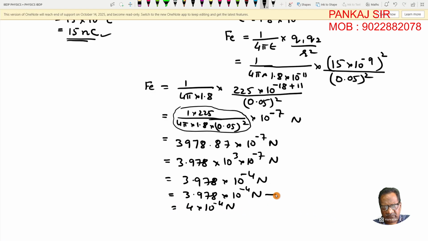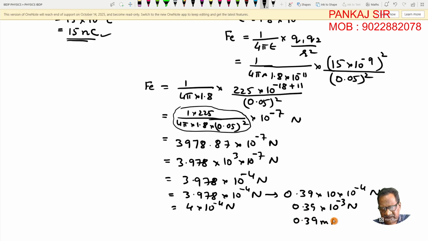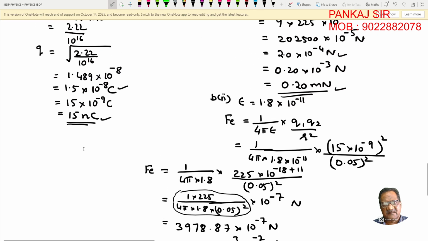Or from here, you can take one more decimal on this side, 0.39. And into 10 raised to minus 4 you can do. And this can be written as 0.39 into 10 raised to minus 3 Newton, or 0.39, instead of 10 raised to minus 3, I'll write millinewton. So this can be your answer, right? There are so many forms in which you can write the answer. So that was B2.